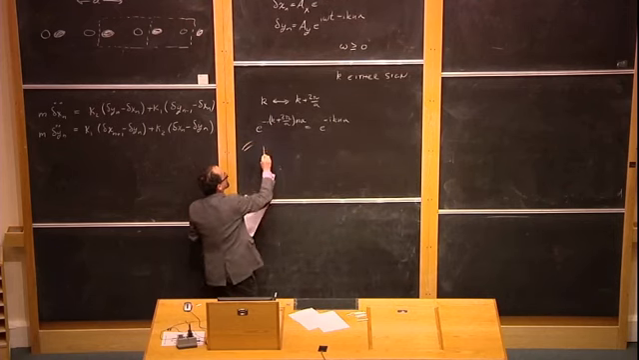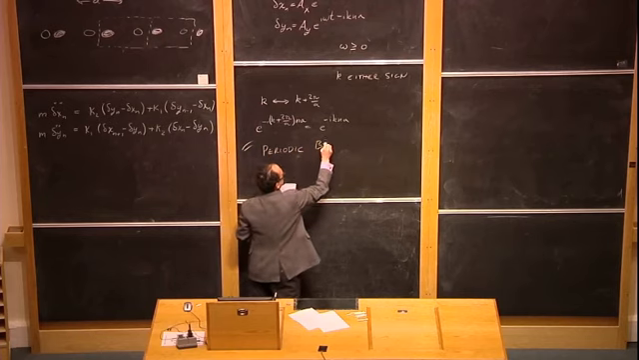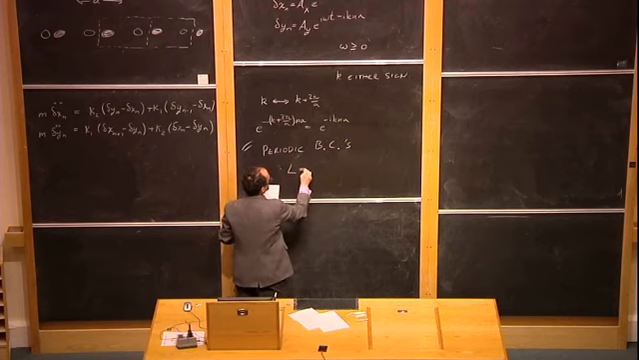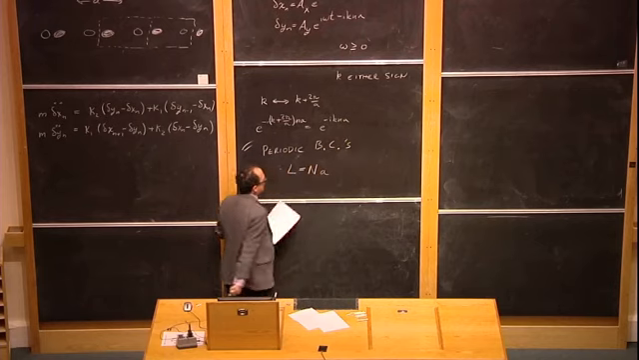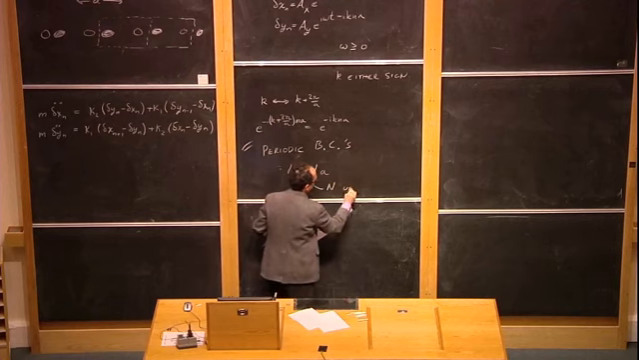Just a couple other things. We're going to use periodic boundary conditions, periodic BCs. We'll use a system of length L equals N times a. So this means we have N unit cells.